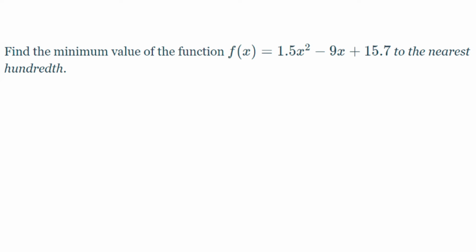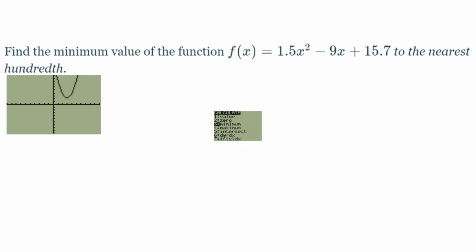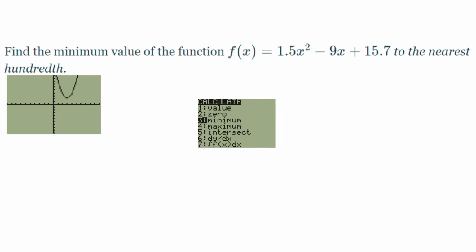I'm going to graph the thing just to see what it looks like. Make sure it's actually in my screen. There it is. And we are looking for a minimum value. This one doesn't have a maximum. It may have a local, but it does not have a universal max because it's going up forever. So it's really the same process, guys. We're going to hit one different button. It's second, calculate, which is the trace button. But instead of hitting option 2 for 0 values, we're hitting option 3, which is minimum.